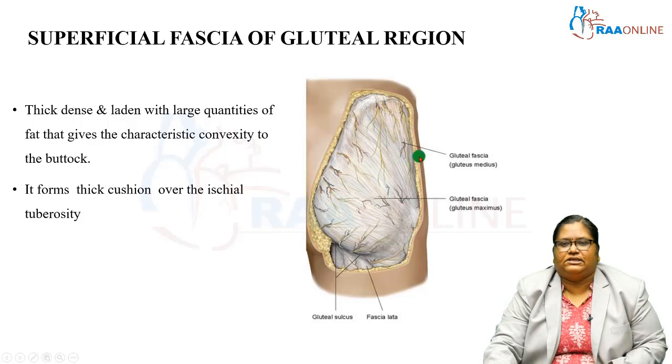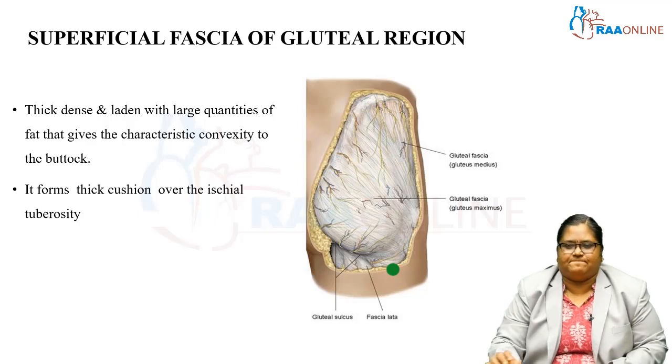And we have the superficial fascia of the gluteal region and the deep fascia. The superficial fascia is thick, dense and laden with large quantities of fat, which gives the characteristic convexity to the buttock, and it forms a thick cushion over the ischial tuberosity.